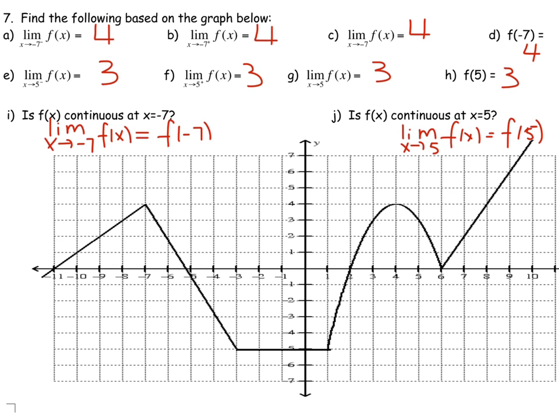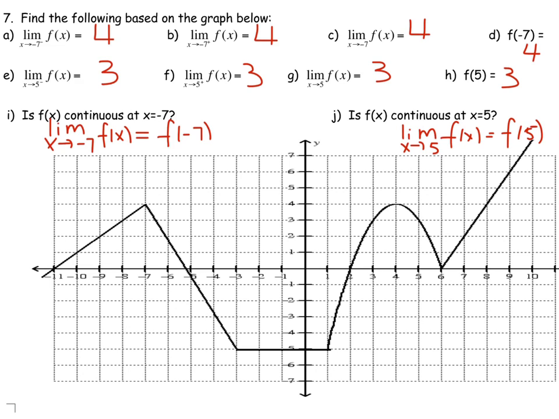Question number 7. Find the following based on the graph below. So letter A through D, all the values I find are going to be 4. E through H, all the values are 3. For the function, I and J are asking you whether a function is continuous or not.